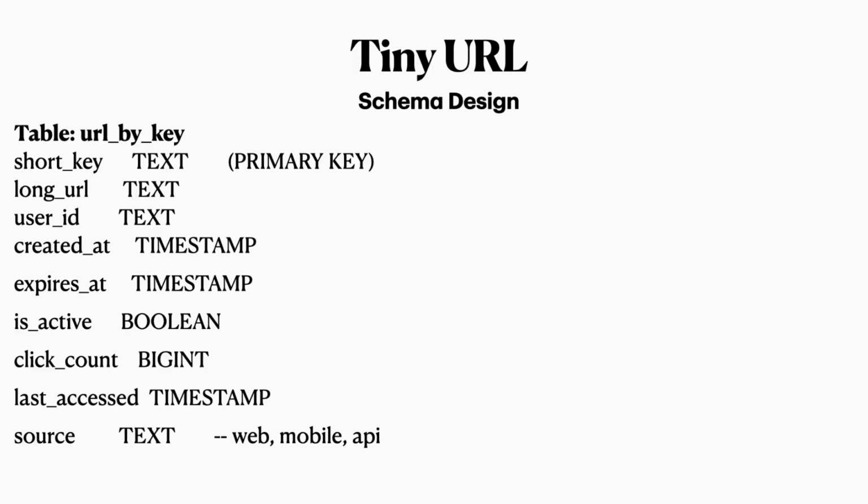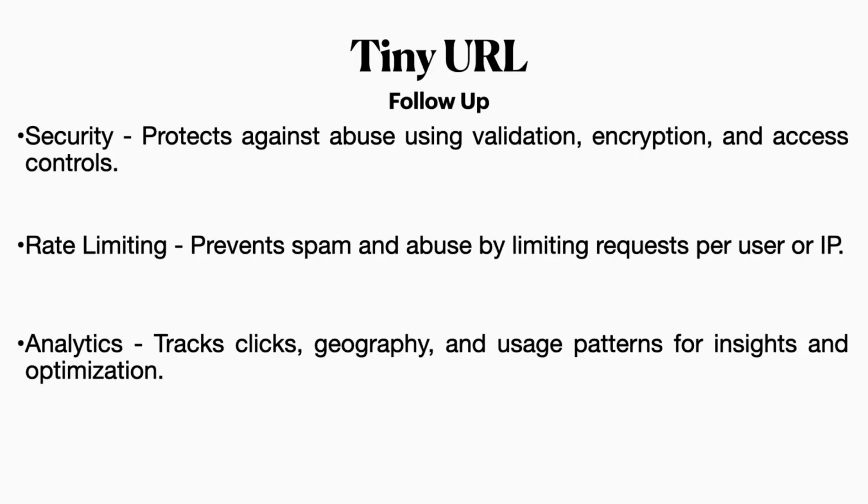Schema design. This is our core data model. We store the short key as the primary key along with the long URL, user information, timestamp, expiration, and analytics fields like click count. The schema is optimized for fast lookups by short key, which is the most common access pattern.